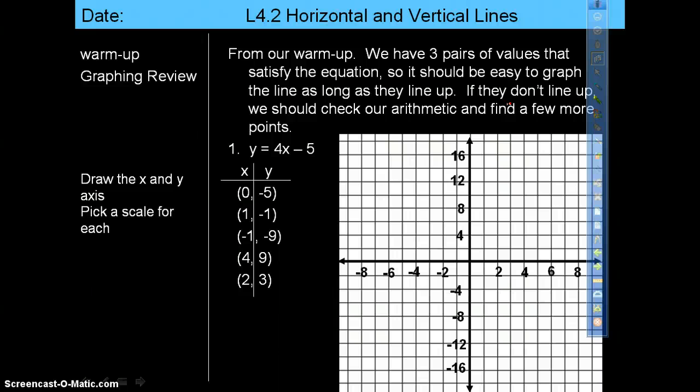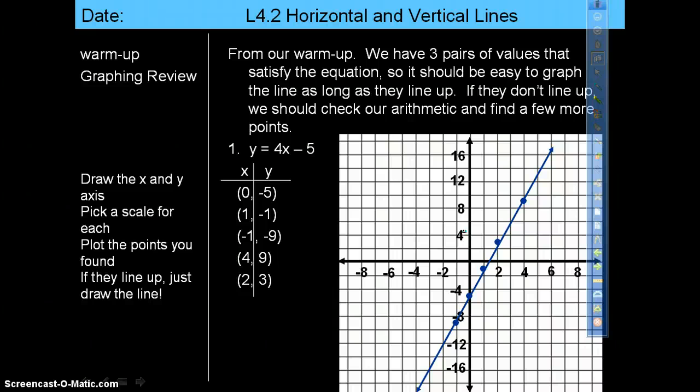We pick a scale for each axis. Here you can see I chose a scale of 1 for the x-axis and a scale of 2 for the y-axis. I plot the points that I found, so we will see the points showing up: (0, -5), (1, -1), (-1, -9), and finally (2, 3). We see the points showing up, and if I place my straight edge on the graph, I will see that they do in fact all line up perfectly. And now I have just graphed the line for the equation y equals 4x minus 5.